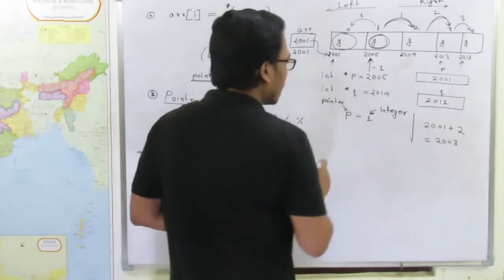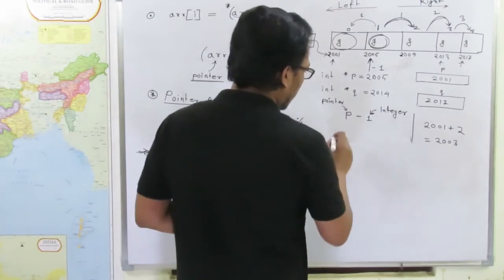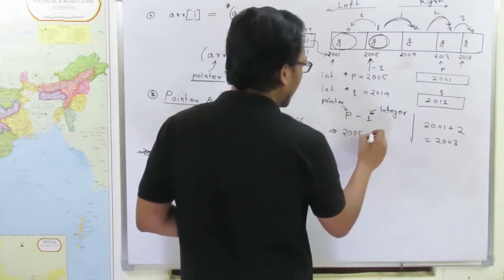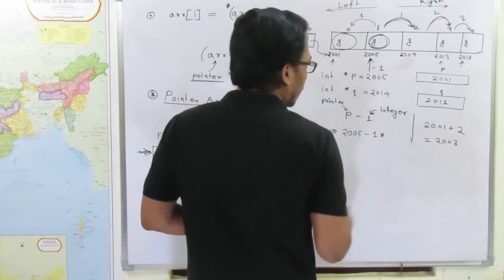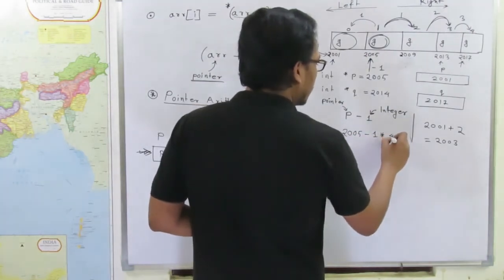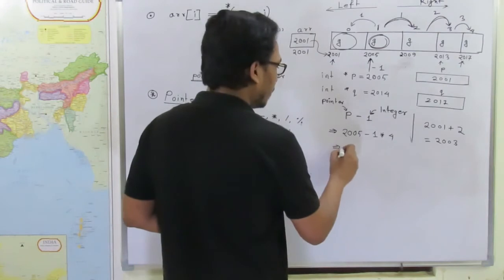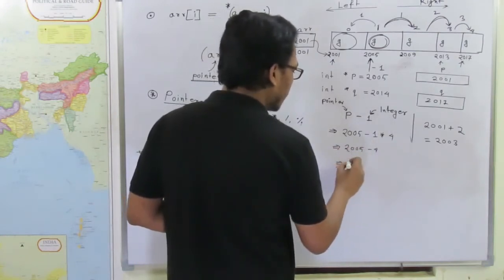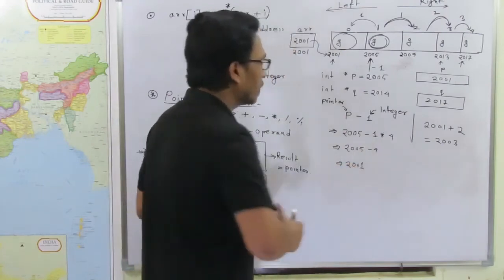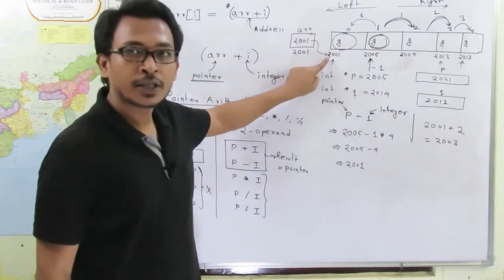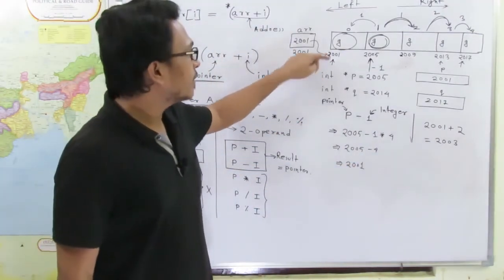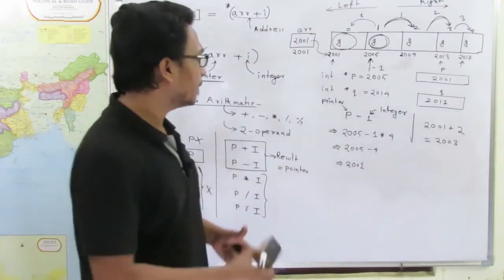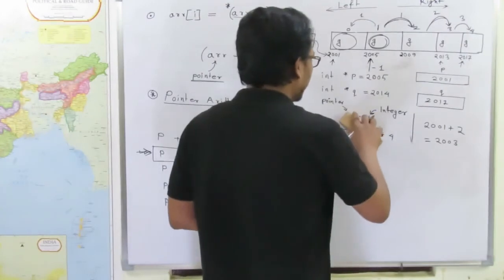So let's see, will we get 2001 or not. The content of P is 2005 minus 1 into size of int, that means 4. So here we get 2005 minus 4, so the result will be 2001. That's what we get here. We reach the base address of this block. Clear?